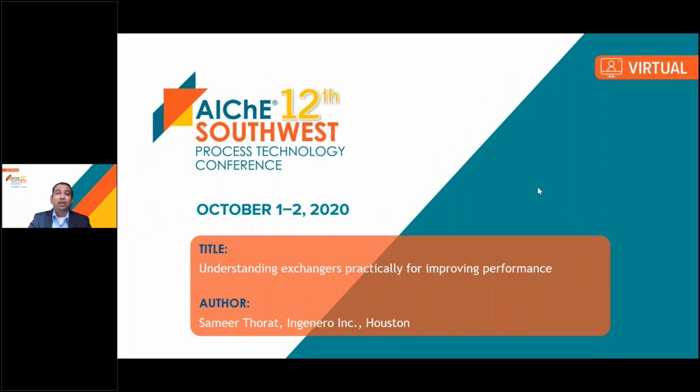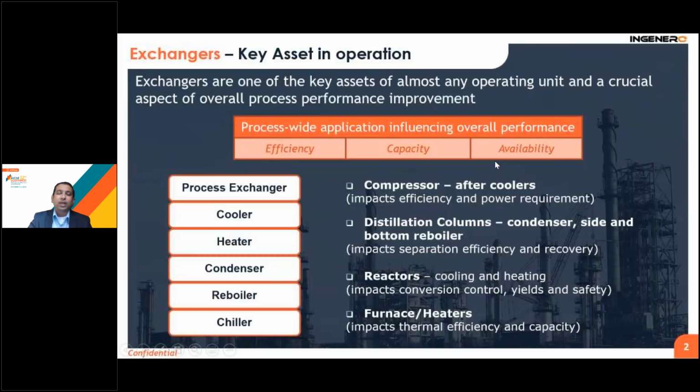Hello everyone, thank you for showing interest in this session on heat exchangers. Today I'd like to discuss some of my experiences in application of smart data analytical solutions for exchanger performance monitoring and troubleshooting, which eventually leads to operational excellence. Before diving into details on analytics and process solution software, let's discuss a little bit about exchangers.